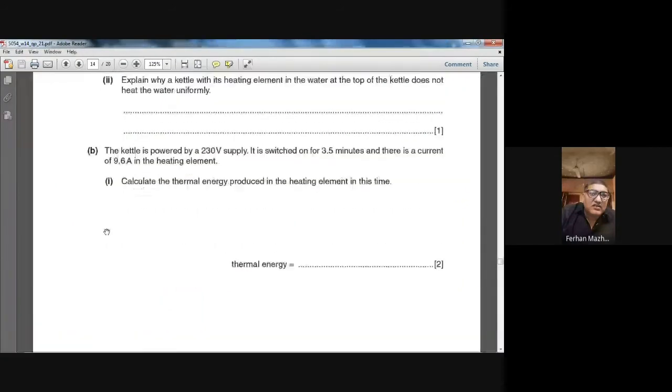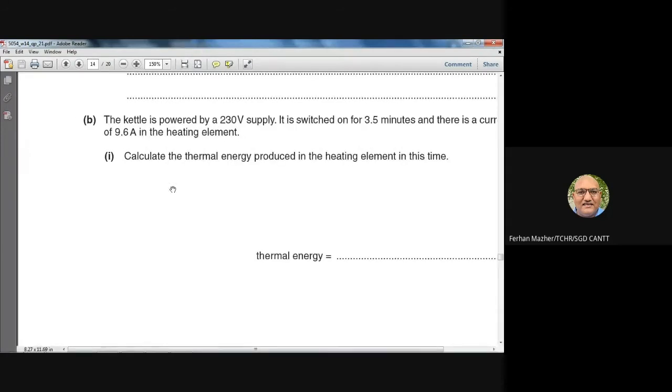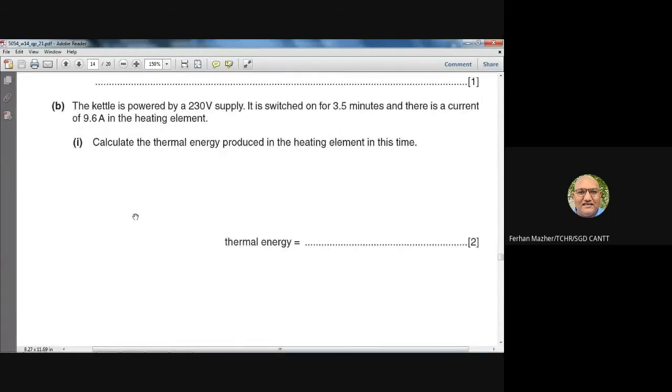Okay, next question is on your screen. He says that the kettle is powered by a 230-volt supply. It is switched on for 3.5 minutes and there is a current of 9.6 ampere in the heating element. Calculate the thermal energy produced in the heating element. If you want to calculate the thermal energy produced, the formula is very simple.